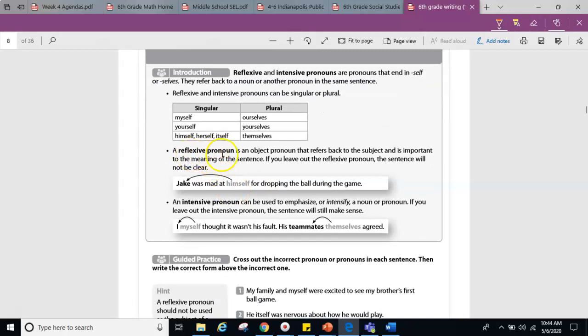Okay. A reflexive pronoun is an object pronoun that refers back to the subject and is important to the meaning of the sentence. If you leave out the reflexive pronoun, the sentence will not be clear. Jake was mad at himself for dropping the ball during the game. So if we put Jake was mad for dropping the ball at the game, we're not really sure who he was mad at. But we added he was mad at himself, so that clarifies the sentence.